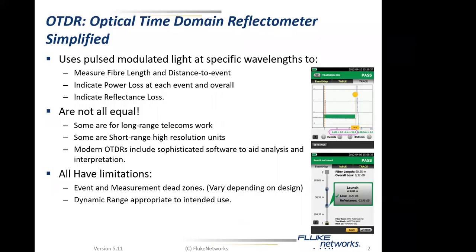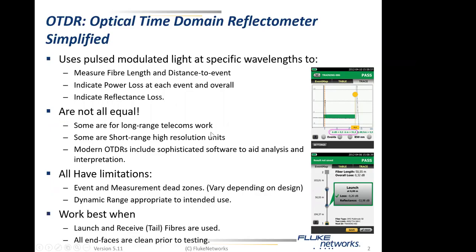Dynamic range is always a question, and it used to be always the first question that operators would ask: how much is the dynamic range? The argument being that the more dynamic range you have, the better off you are, is not entirely true. Dynamic range should be appropriate to the intended use. You do not have to have masses of dynamic range in a short link, let's say under 200 kilometers, which has relatively few bends and connectors in it. It's just a waste, and you end up with an awful lot of ghosting going on. So dynamic range needs to be appropriate, and OTDRs typically work best when launch and receive fibers are used.